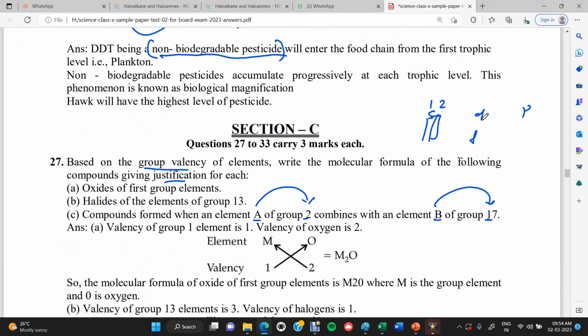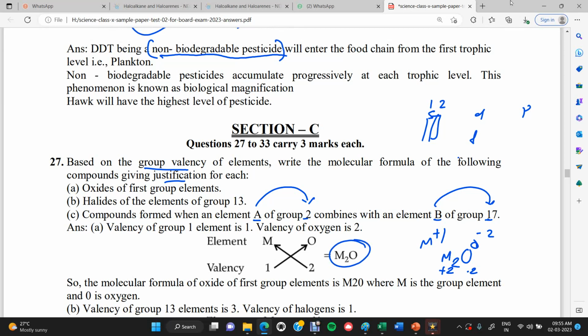The valency of group 1 element is 1. The valency of oxygen is 2. So metal is 1, oxygen is 2. We have to crisscross the valency, the simplest way. So metal has to get number 2: two metals for one oxygen. Metal is plus 1, oxygen is minus 2. We need 2 plus to cancel 2 minus, so we need M2O. The compound must be neutral, or the charge must be neutral, then only the compound can exist. Here plus 2, minus 2, the charge is balanced. That is why the formula is M2O. Oxides of first group elements have the formula M2O.